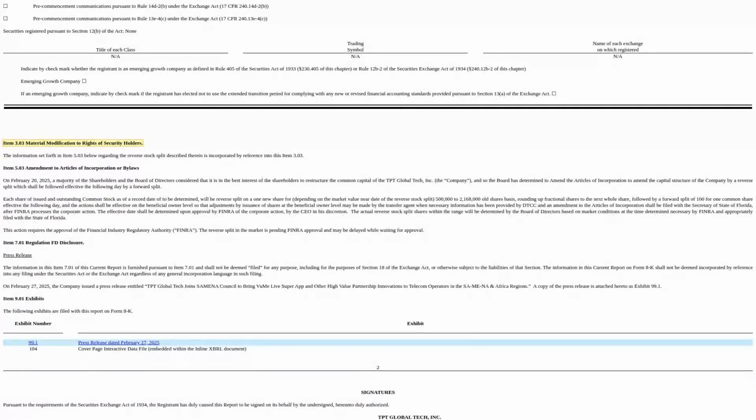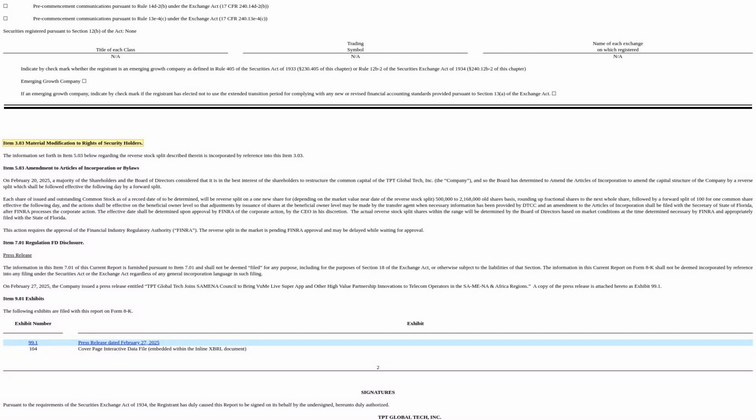First up, let's talk about something that can really shake up investors. A material modification to the rights of security holders, meaning changes that directly affect what shareholders own and can do. Usually things that change your shares are not good. Let's see why they are doing it.